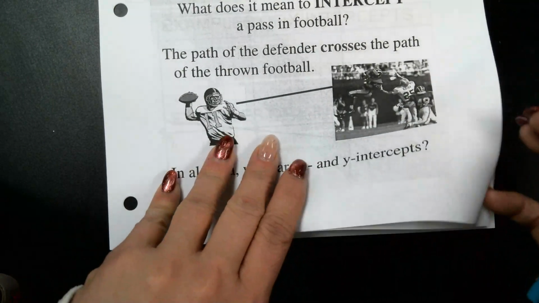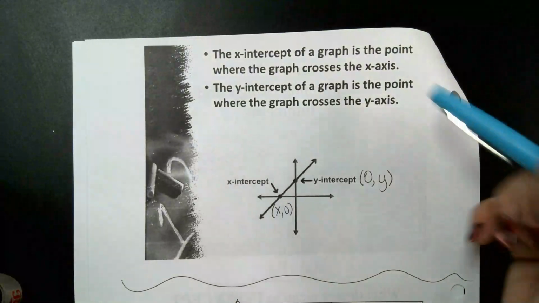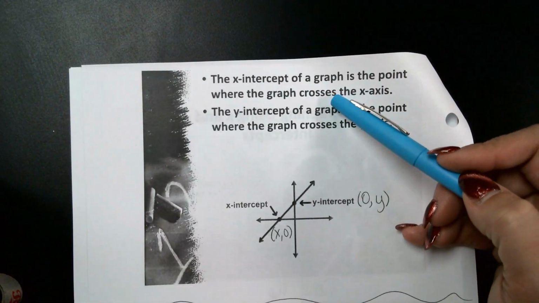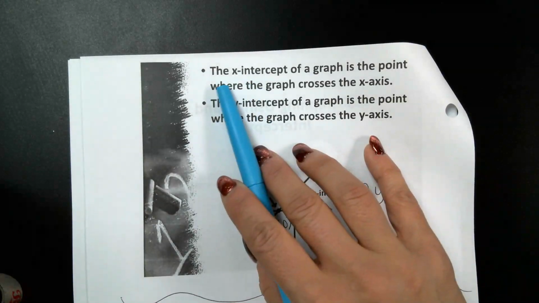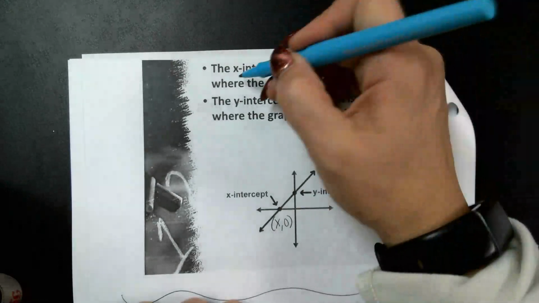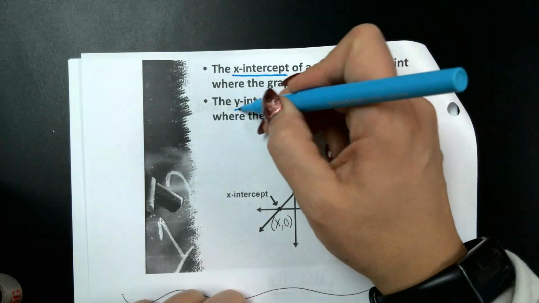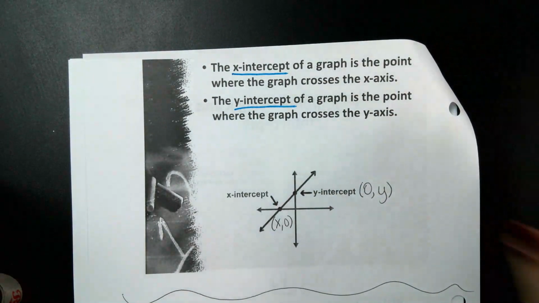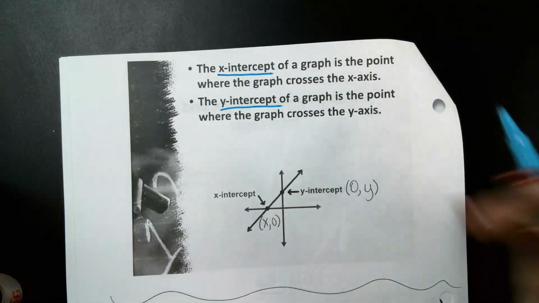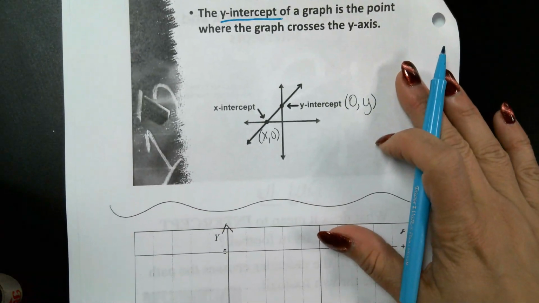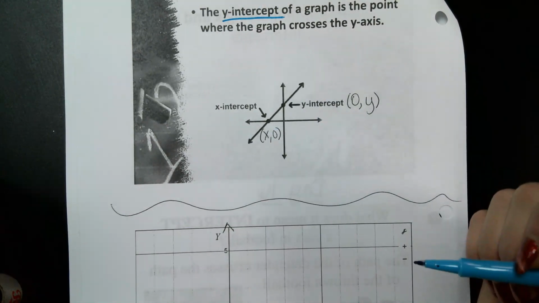Okay, you guys can go ahead and turn the page. So everything that I just said to you is actually right here on this next slide. So there's your definition of x-intercept, and here's your definition of y-intercept. And then there's a picture that shows you what exactly the x and the y-intercept look like.